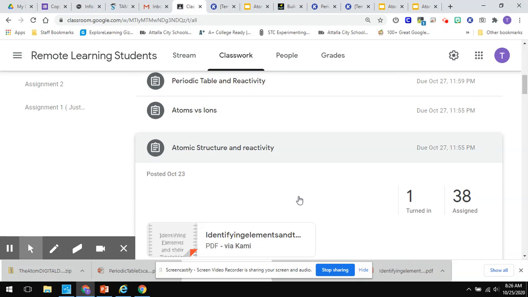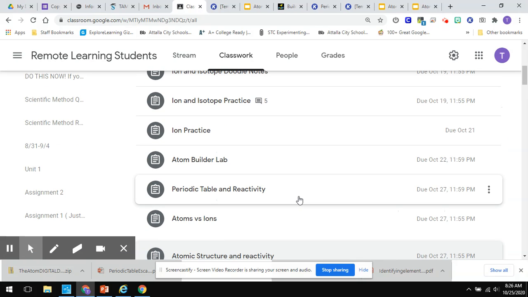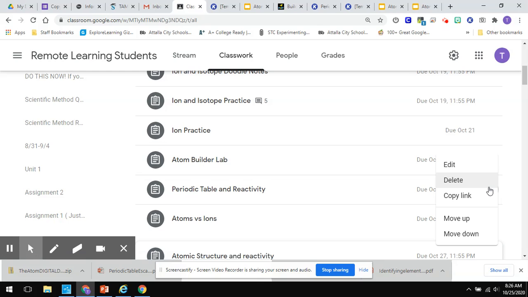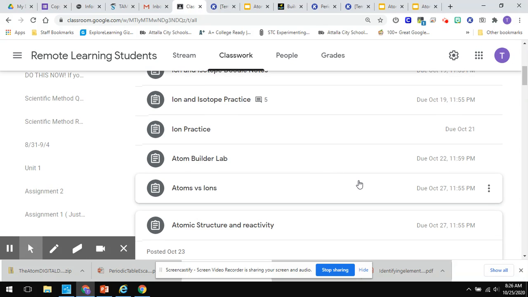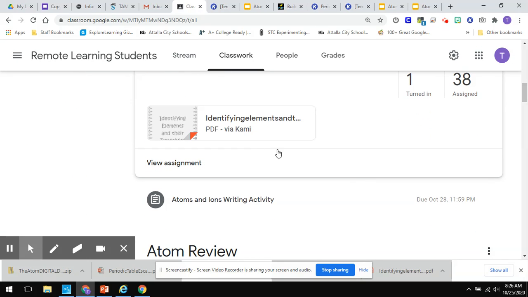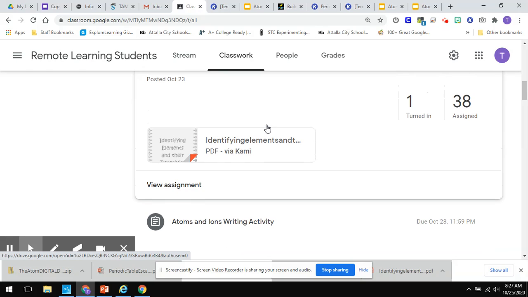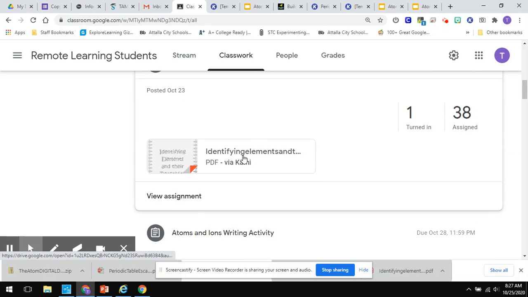This assignment right here, I deleted, and I don't think I deleted it out of your class, so let me delete that real quick. That assignment ended up being messed up. It got sent out wrong. So this is just one where you're identifying the reactivity.